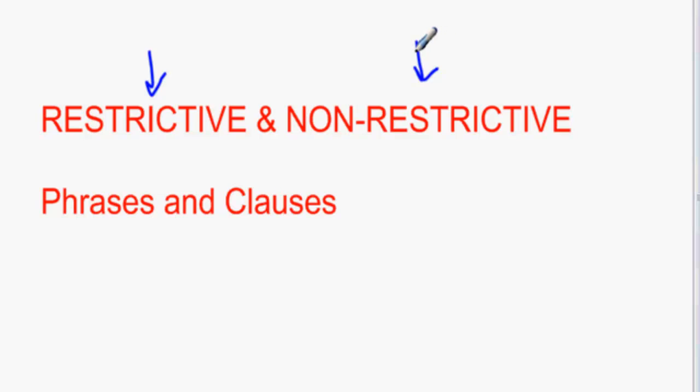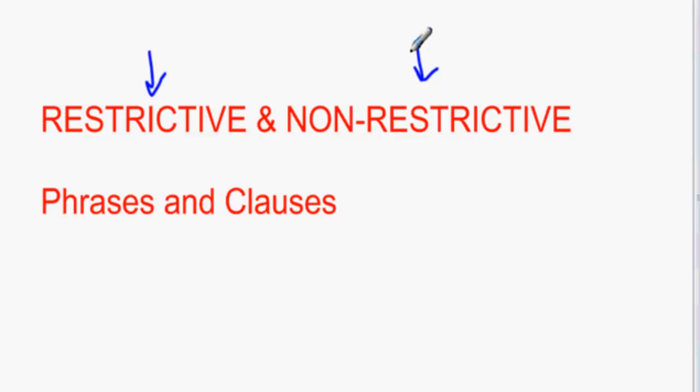And if you think about those two words, right? Something that's restrictive means that it constrains something. It pulls in around something. It tightens something up, right? Something that is non-restrictive would mean that it's not tightening things up.